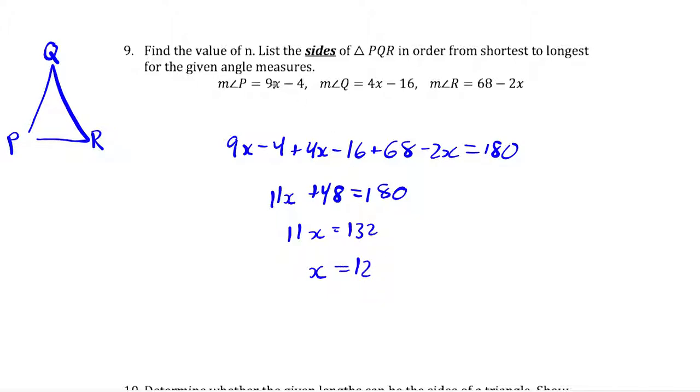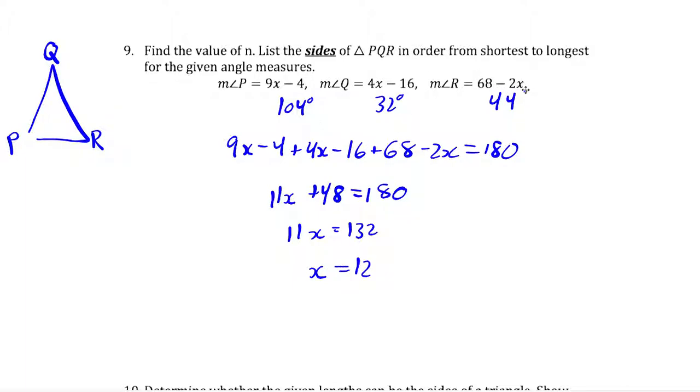So if x is equal to 12, then that means that angle P is going to be 104 degrees. Angle Q is going to be 48 degrees minus 16, which is 32 degrees. And then angle R is going to be 68 minus 24, which would be 44 degrees. And so if we add those all up, then we would get 180 degrees.